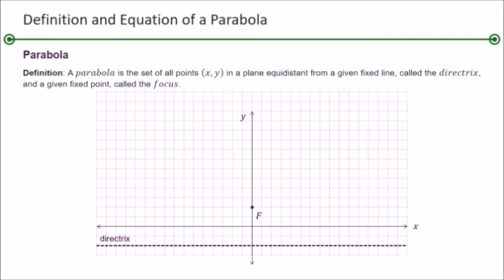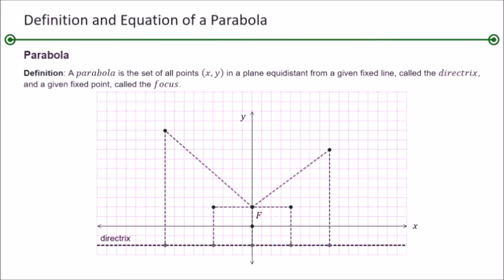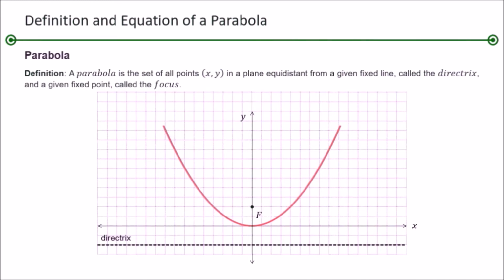To illustrate, let's say that this dashed line is our directrix and this point F is our focus. We try to plot several points on this graph in such a way that they satisfy the definition. That is, the location of these points must be of the same distance from the focus and from the directrix. If we continue plotting points and connect these points using a smooth curve, then we'll be tracing the pattern of the parabola.